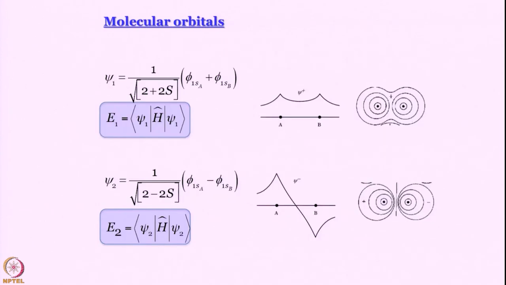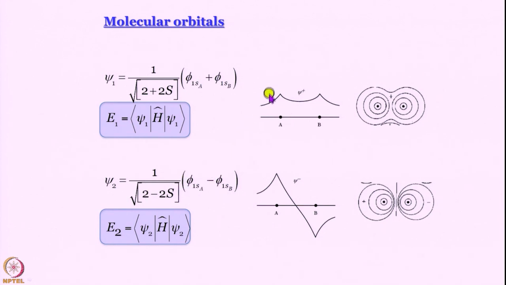We made a little bit of progress, identified something called an overlap integral, 1sA 1sB over all space, and we have got two wave functions. Psi 1, this is the bonding orbital, 1 by root over 2 plus 2S multiplied by 1sA plus 1sB, and psi 2, 1 by root over 2 minus 2S, 1sA minus 1sB.